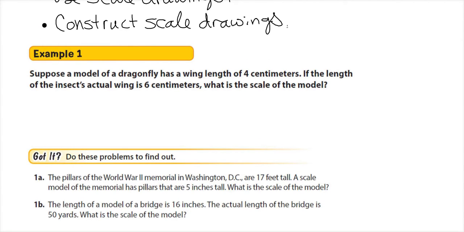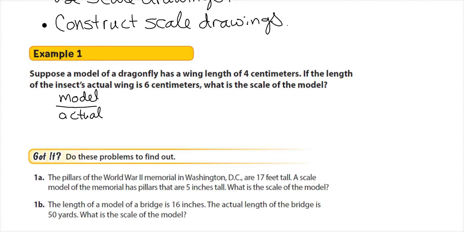It says, suppose a model of a dragonfly has a wing length of 4 centimeters. If the length of the insect's actual wing is 6 centimeters, what is the scale of the model? All right, so our main thing to remember for today is model, oops, an O there, not an A, sorry. Model over actual, okay? All right, so let's fill in.